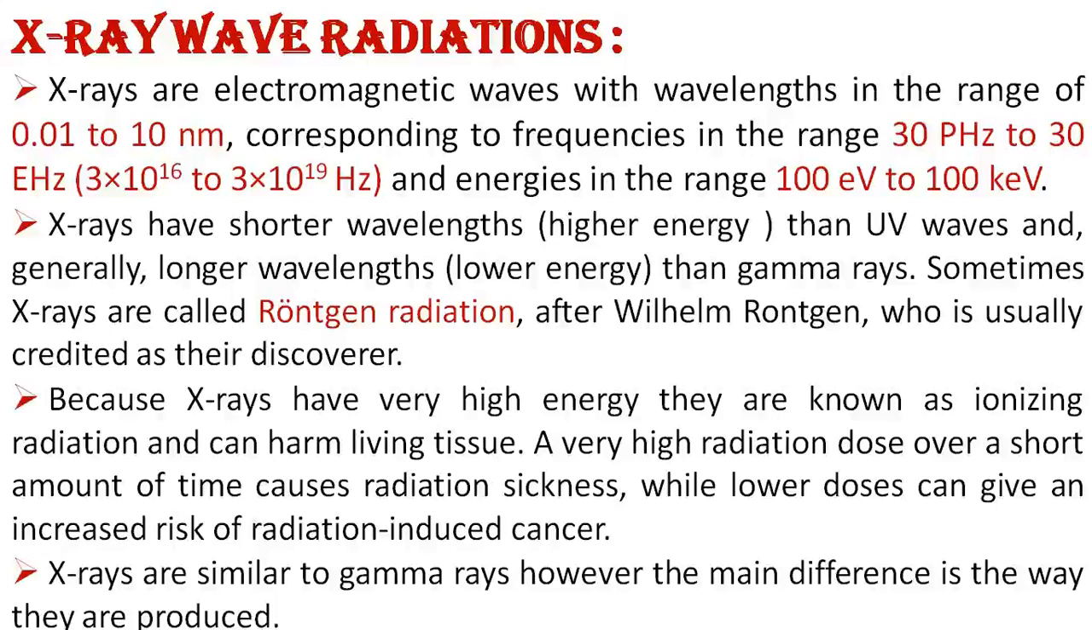Because X-rays have very high energy, they are known as ionizing radiation and can harm living tissue. A very high radiation dose over a short amount of time causes radiation sickness, while lower doses can give an increased risk of radiation-induced cancer. X-rays are similar to gamma rays; however, the main difference is the way they are produced.